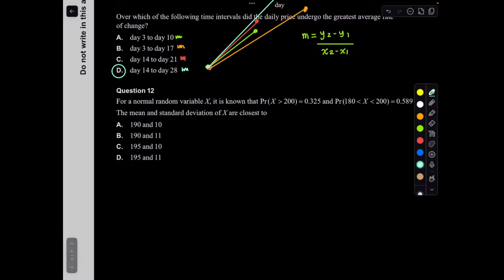For a normal random variable x, it is known that the probability that x is greater than 200 is this value, and the probability that x is between 180 and 200 is this value. What is the mean and standard deviation for x?